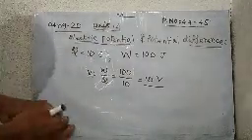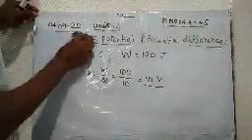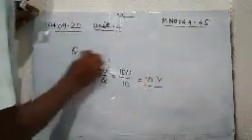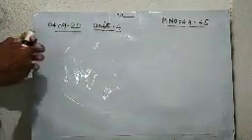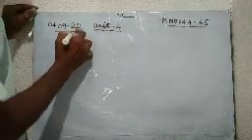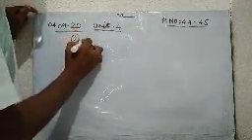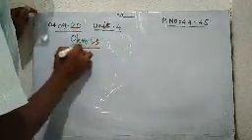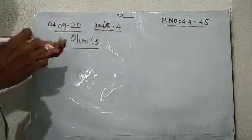Now our next topic is Ohm's law. George Simon Ohm related the current flowing through the conductor and the potential difference across the conductor. That relation is known as Ohm's law. That means George Simon Ohm related the current flowing through the conductor.